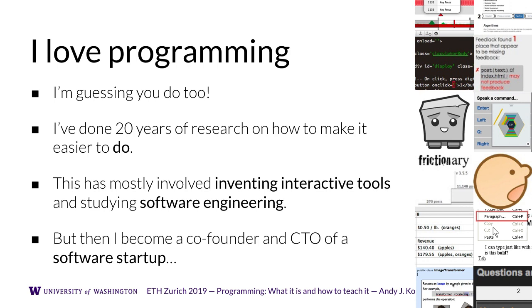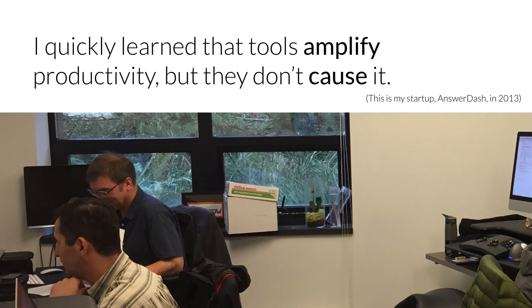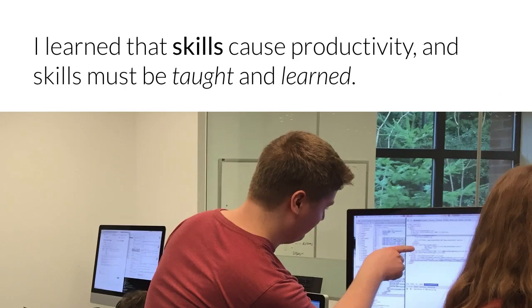And then something changed. When I became a co-founder and CTO of my software startup, I really observed something pretty concretely. I learned that tools really amplify productivity, but they don't cause it. This is a picture of my startup, AnswerDash, in 2013, and every day I observed that engineers who lacked skills, even with great tools, still produced bad code. And really skilled engineers with bad tools still produced great code. It wasn't a factor of whether or not they had great technology, it was more a factor of what they knew and what they could do. It was skills that were causing productivity, and more importantly, skills that somebody had been taught or that they had learned independently.